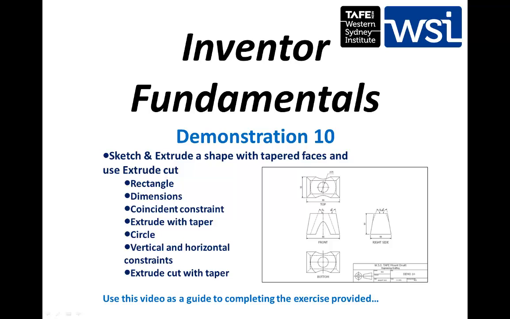In demonstration 10 we'll sketch and extrude a shape with tapered faces, and we'll also use the extrude cut command for the first time. To do this we'll create a rectangle, apply dimensions and the coincident constraint before extruding that shape using a taper. On a new sketch we'll then create a circle. We'll use vertical and horizontal constraints to locate it, and then we'll extrude cut again with the taper.